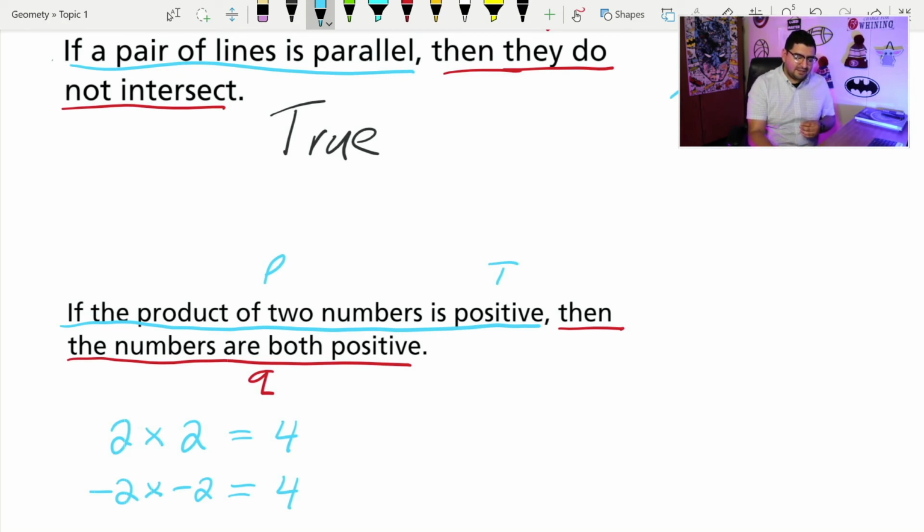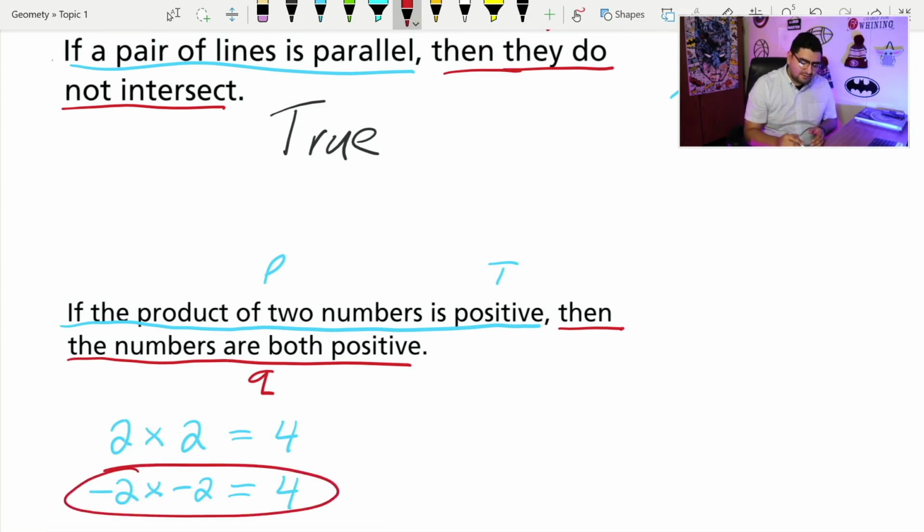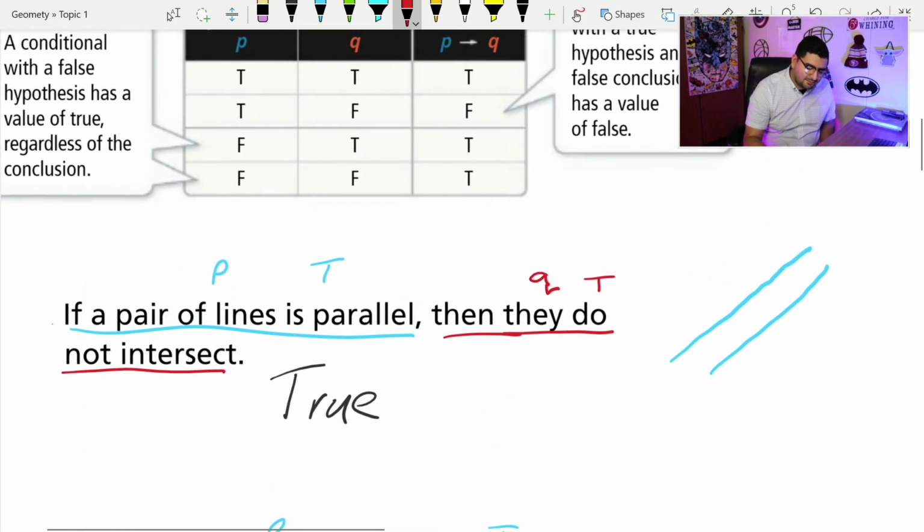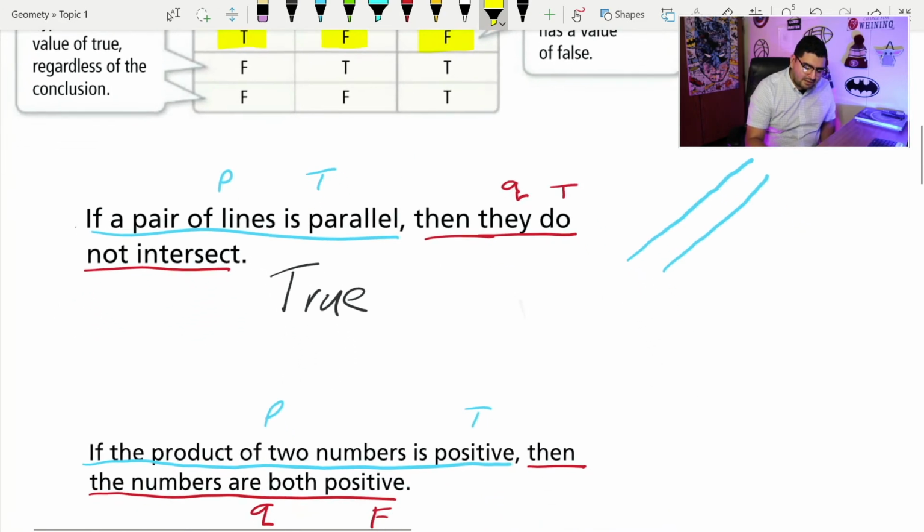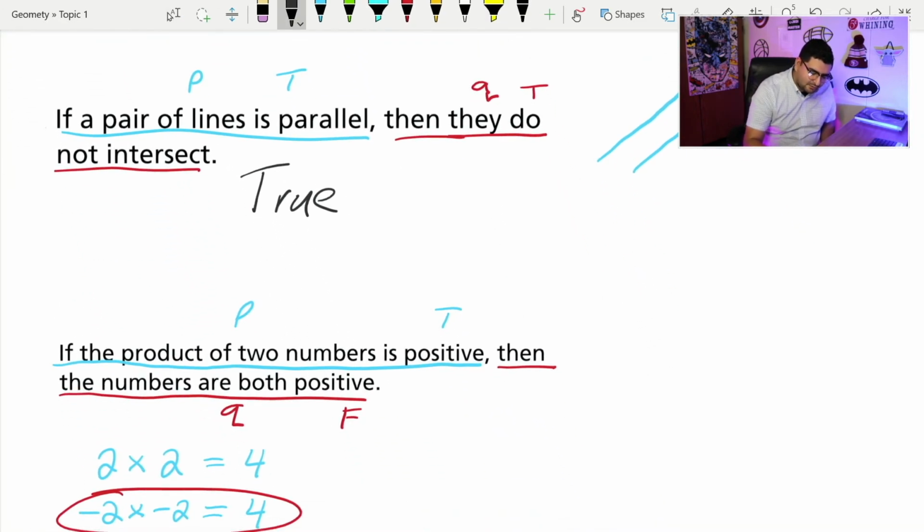So the conclusion states that then those numbers are both positive, which we can clearly see here that I can actually use two negative numbers. So this would lead me to a false conclusion. So my hypothesis is true, but my conclusion is false. If I go back to my table, if my hypothesis is true, but my conclusion is false, then my conditional statement has to be false. So that means that this statement has a truth value of false.